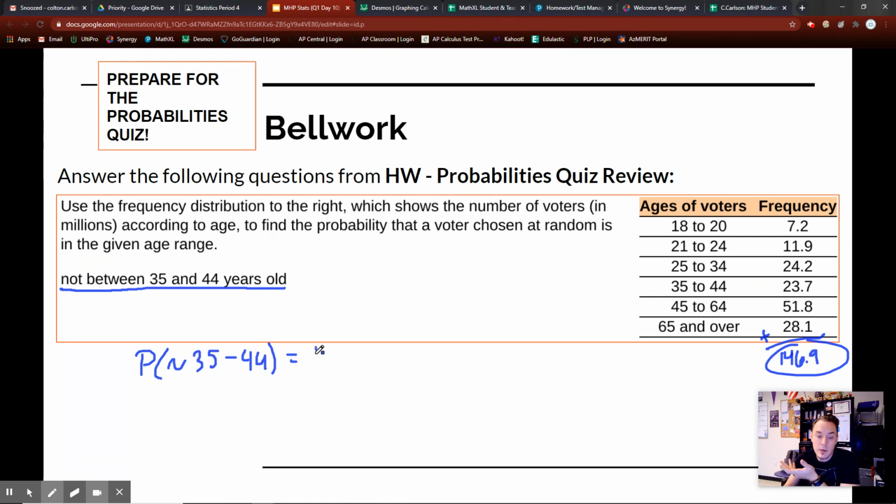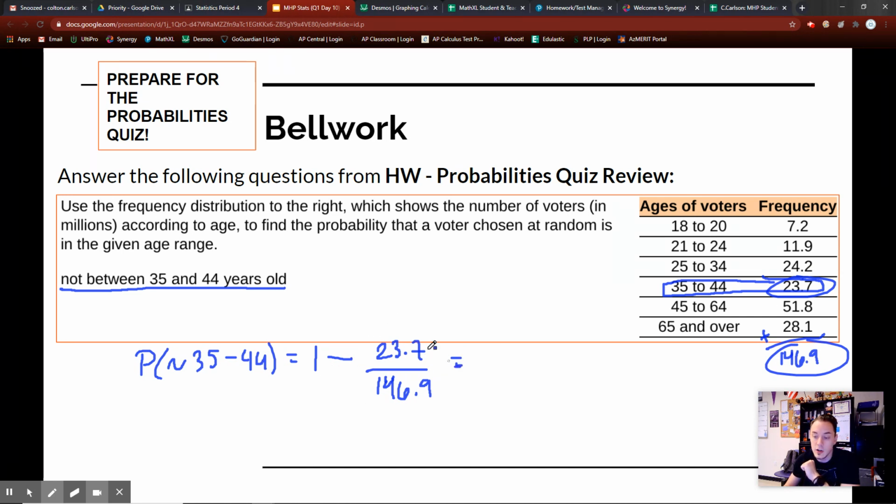Okay, so this is going to be 1 minus this right here, the 35 to 44. I need that 23.7. So 23.7 divided by the 146.9. This will give me everything that's not 35 to 44, and that's exactly what I want. So I can actually plug this into Desmos, and that's what I'm going to do.